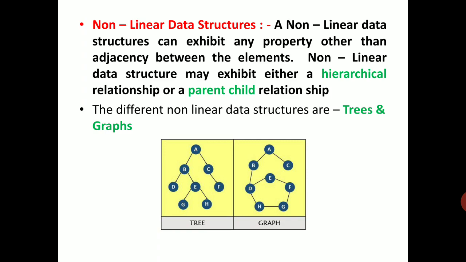Then we have studied that the non-primitive data structures are further classified as linear and non-linear. Then what are the examples of linear data structures? Arrays, stacks, queues and linked lists are the examples of linear data structures. Then what are the examples of non-linear data structures? Trees and graphs, as you are seeing on the screen. They exhibit hierarchical and parent-child relationships.